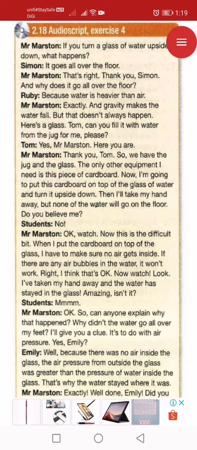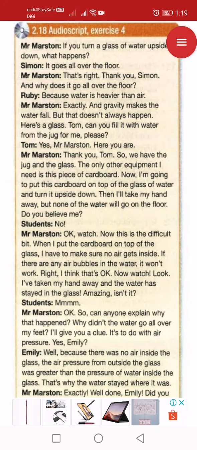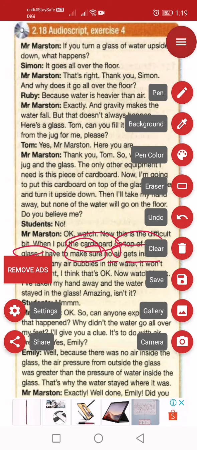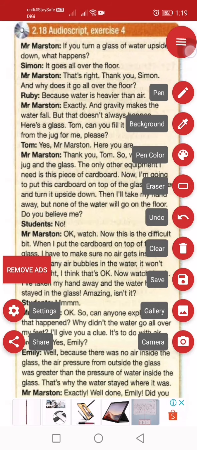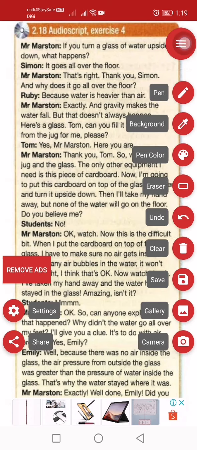So, Mr. Marston, okay, watch. Now, this is difficult a bit. Ini susah sikit. When I put the cardboard on top of the glass, I have to make sure no air gets in. Apabila saya letak cardboard tu di atas glass itu, I have to make sure pastikan no air, tiada udara gets in, masuk ke dalam. If there is any air bubbles in the water, it won't work. Kalau ada bubbles yang ada udara lah dari luar, dia tidak akan jadi. Dia punya trick ini, okay?